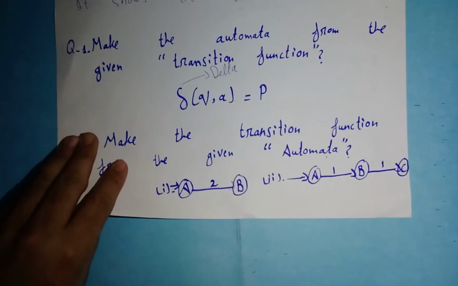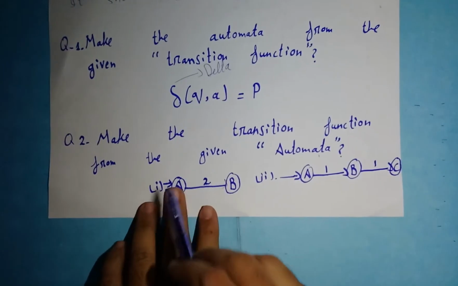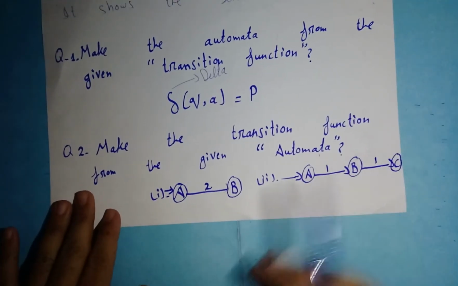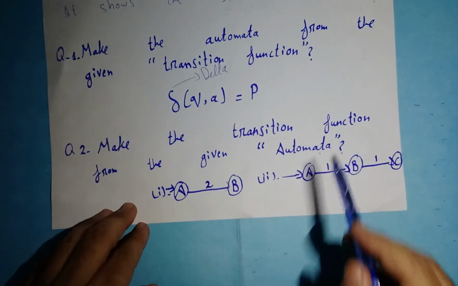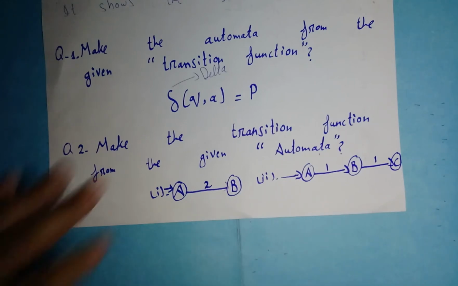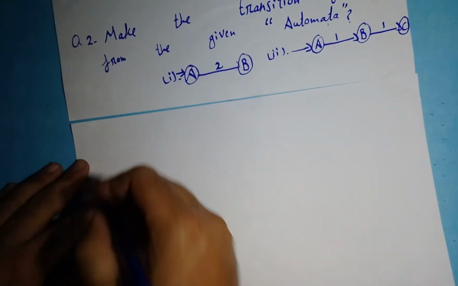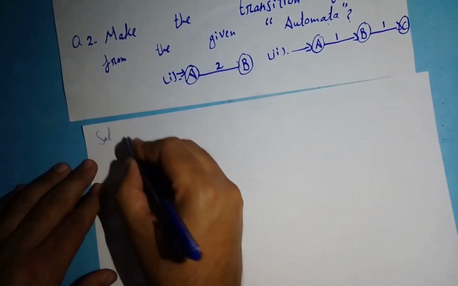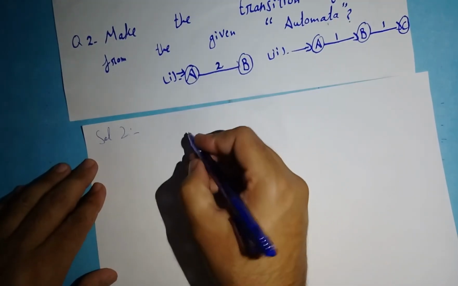Now I'm going to solve the second question. The second question is: make the transition function from the given automata. So there are two automatas. Now I'm going to make the transition function from the automata. Again I'm going to give the heading of solution 2. Okay, so the first automata, I've got it.